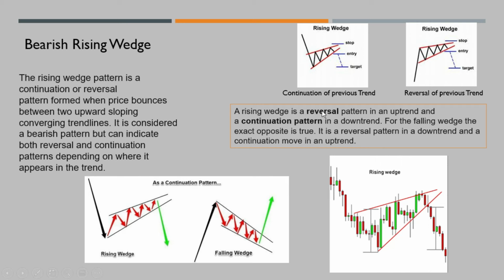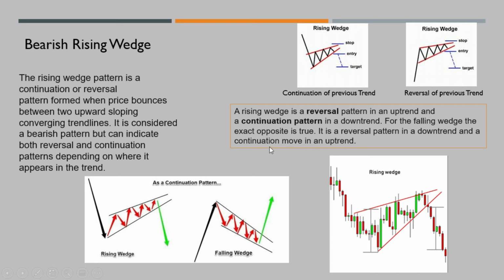A rising wedge is a reversal pattern in an uptrend, right? So it's a reversal pattern in an uptrend and a continuation pattern in a downtrend. For the falling wedge, the exact opposite is true. It is a reversal pattern in a downtrend and a continuation move in an uptrend, right?